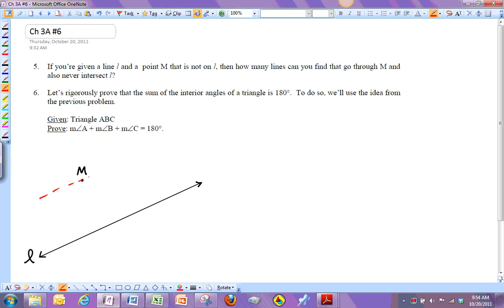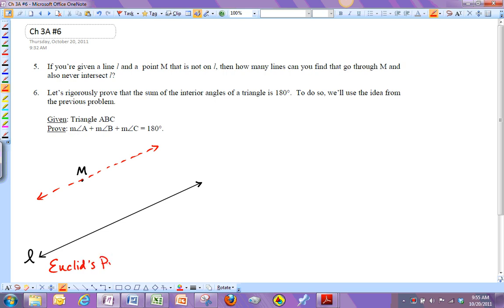Let's see if it writes. There we go. So that's this one. So only one that's parallel. And then there are a bunch that are 3D type lines, like if I drew one coming straight out of the screen from M, that would also not hit, but those aren't called parallel, those are the skew lines.